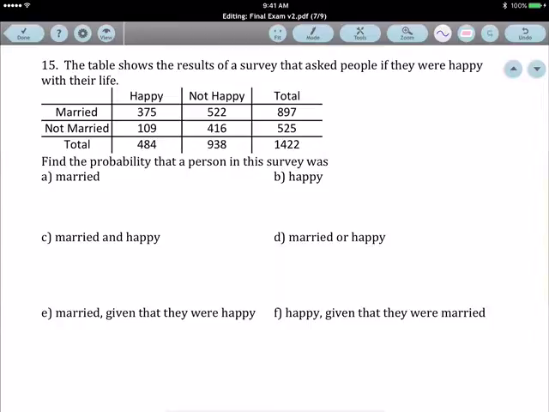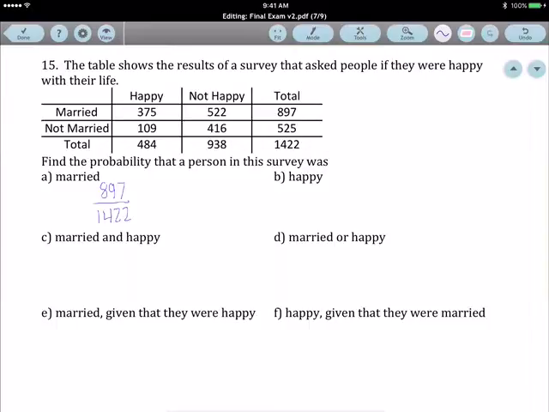So first, it says, find the probability that a person in this survey was married. How many married people are there in this survey? Right. How many total people are there in this survey? 1422. Right, so it's 897 out of 1422. That's it. Don't change it to a decimal or reduce the fraction or anything. Just leave it like that.